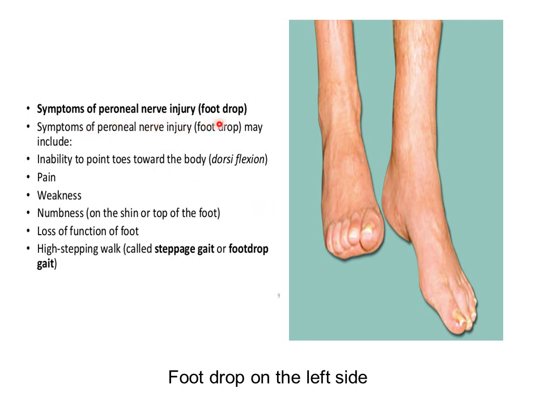So, symptoms of peroneal nerve injury. Symptoms may include inability to point toes towards the body, that is loss of dorsiflexion. We can see on the left leg, left side of the foot. Then weakness, numbness on the shin or the top of the foot, loss of function of the foot, then a high stepping walk, which is known as the steppage gait or foot drop gait. So these are the symptoms of the injury to the common peroneal nerve. The condition is known as foot drop.